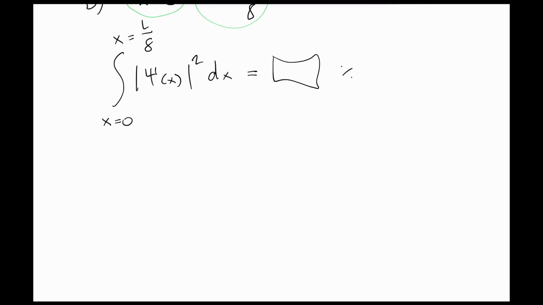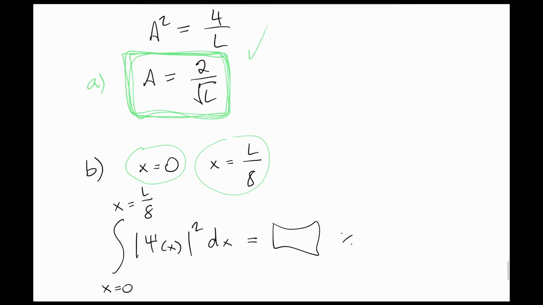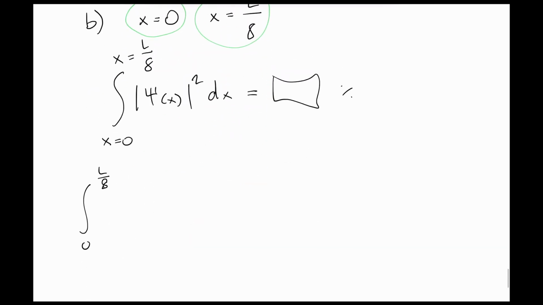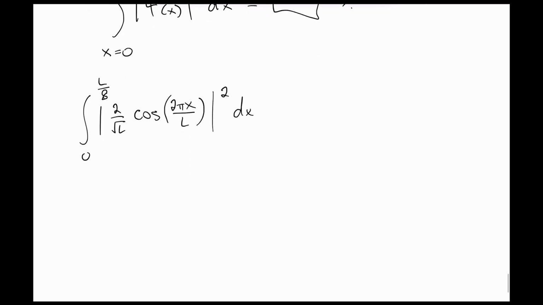And what we can do is actually rewrite this as L over 8 over here. Now we have A, which we know is 2 over root L. So we have 2 over root L over here. Now we have cosine 2 pi x over L. All of this inside the absolute value bracket squared dx. How do we solve this? Let's distribute all of this stuff.